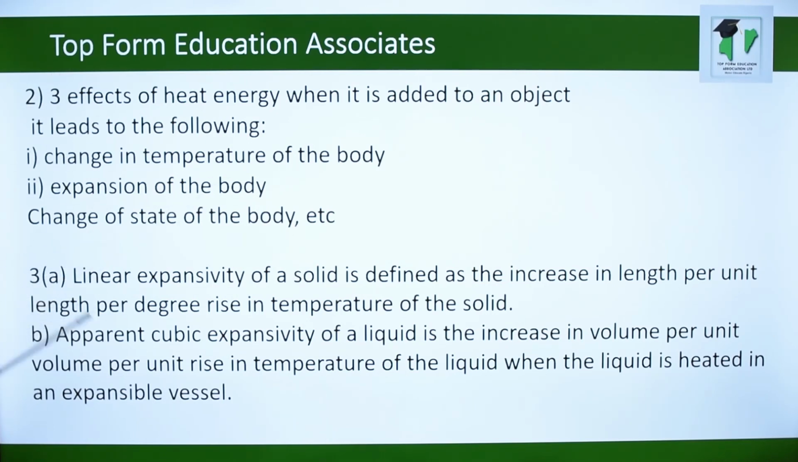Number 3, you have to define the term linear expansivity. Linear expansivity of a body is defined as the increase in length per unit length per degree rise in temperature of the body. We already discussed this before now. You have to also define the term apparent cubic expansivity of a liquid. It is the increase in volume per unit rise in temperature of the liquid when the liquid is heated in an expansible vessel. So we call that one apparent cubic expansivity. You're only asked to define them.